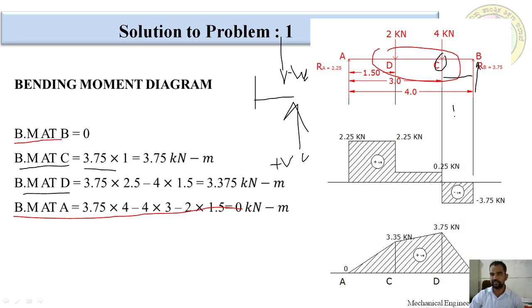How much we are having? We are having 1 meter only. 3.75. The unit of this bending moment is kilonewton meter. Why we are having kilonewton meter means force into distance. Next point is C section.